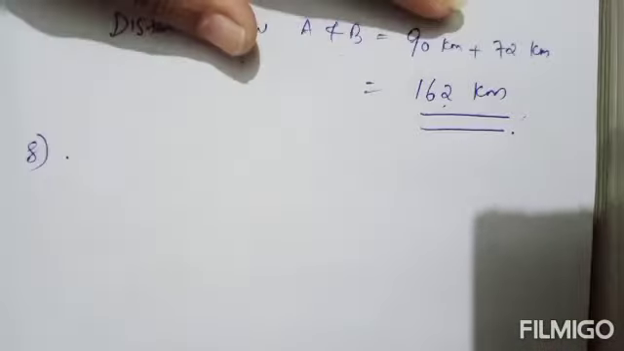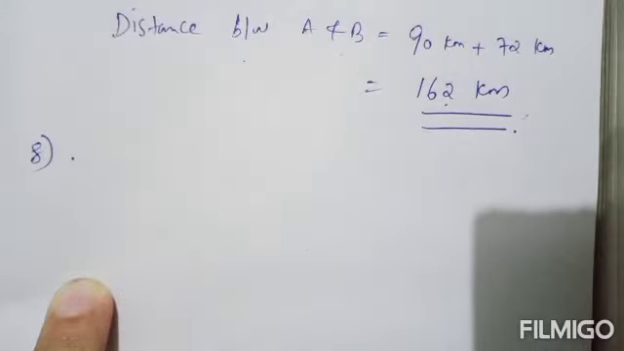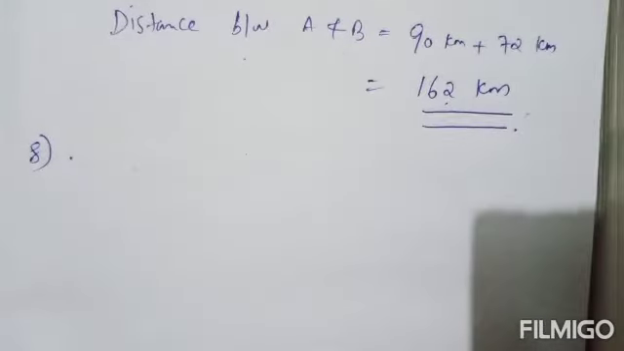Okay. Now 8th question. Mohit covers a certain distance in 6 hours by his scooter at a speed of 40 km per hour. First one, find the time taken by Manjur to cover the same distance by his car at a speed of 60 km per hour. Second one, find the speed of Joseph if he takes 8 hours to complete the same distance.